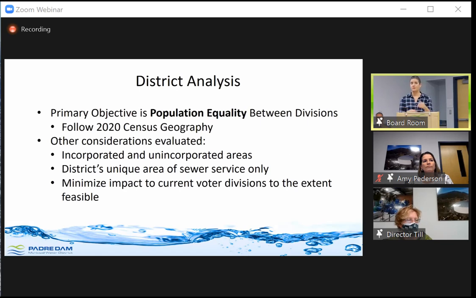Other considerations to be evaluated were the incorporated area of the city of Santee, the city of Santee's boundary, and also unincorporated areas that fall within our Eastern service area. We saw an area of unique service, our sewer only area, and we preserved that. And overall, we wanted to minimize the impact that it would have on voters. Next slide.